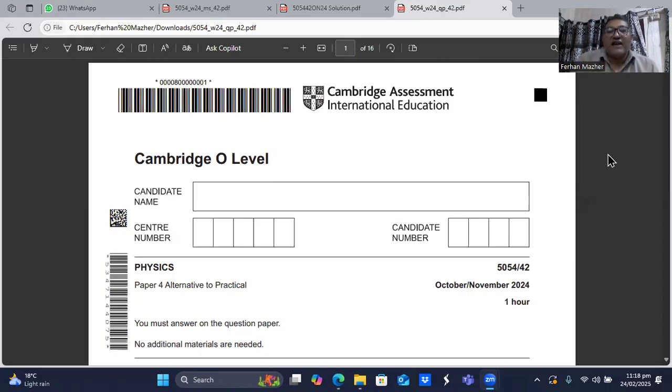Physics 5054. Today we have set our heart to solve Paper 4 of this subject. We call this paper the ATP paper, and today we have selected the October-November 2024 4-2 paper.